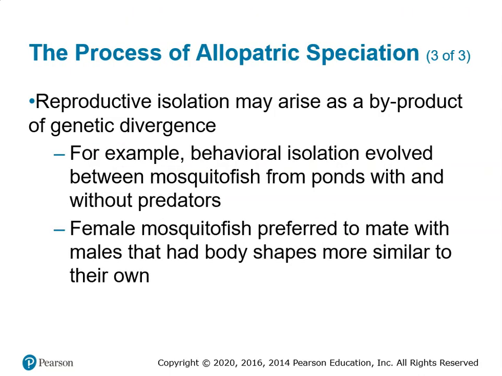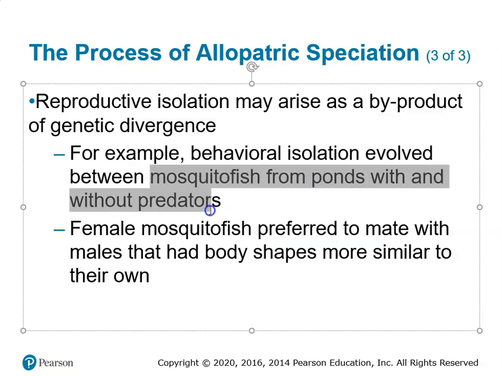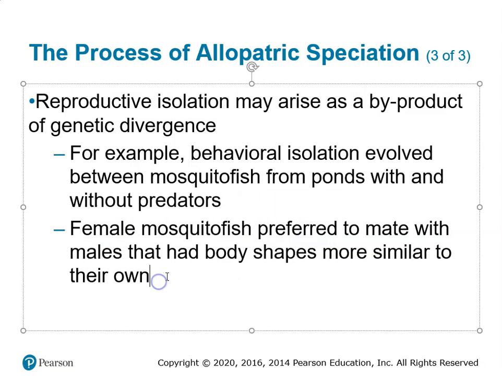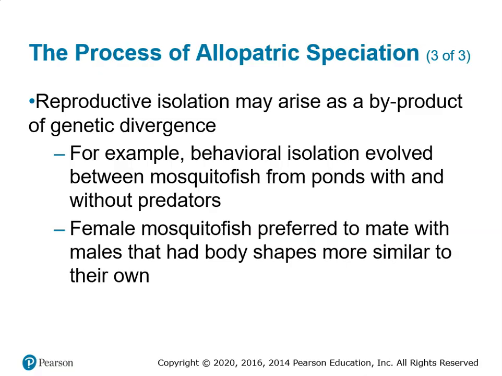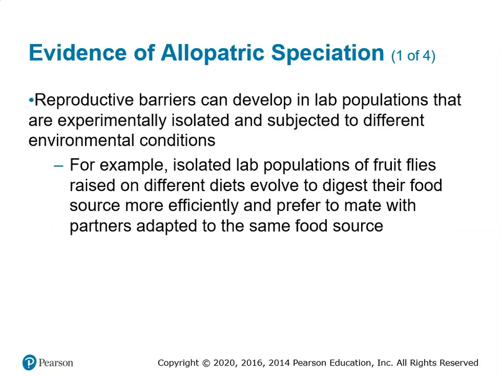Reproductive isolation may arise as a byproduct of genetic divergence. For example, behavioral isolation was involved between mosquito fish from ponds with and without predators. Female mosquito fish preferred to mate with males that had body shapes more similar to their own. So this is genetic divergence. We are becoming more different genetically.